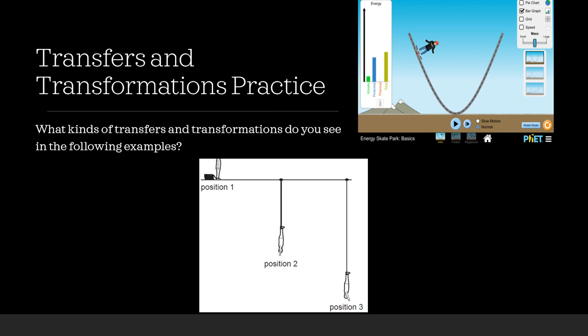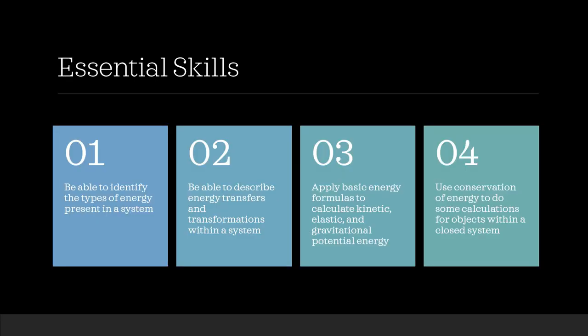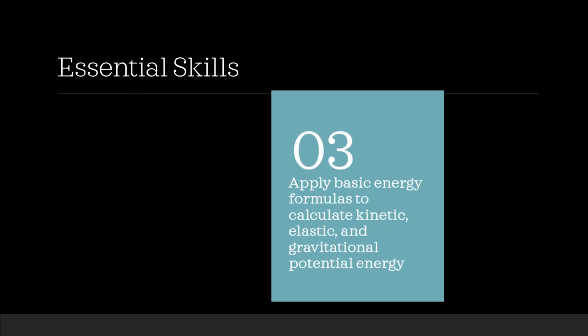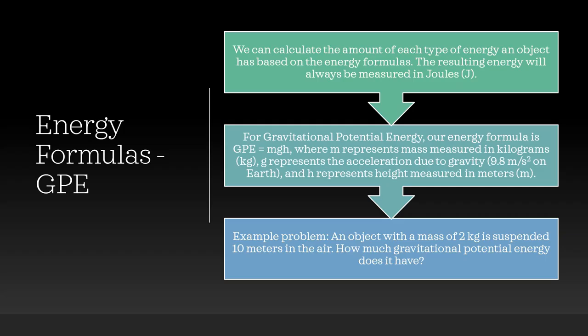And then, of course, as he's going to shoot back up, that elastic potential energy is going to be transformed and transferred back into kinetic energy in the person. So now that we've looked at transfers and transformations, we'll go ahead and move on to applying some basic energy formulas to calculate kinetic, elastic, and gravitational potential. And of course, first we're going to actually review these formulas.